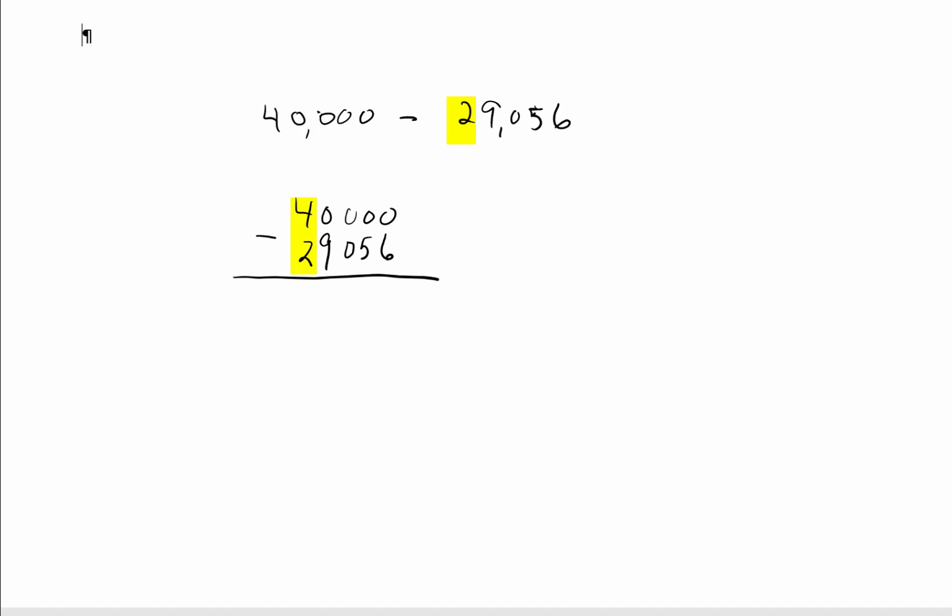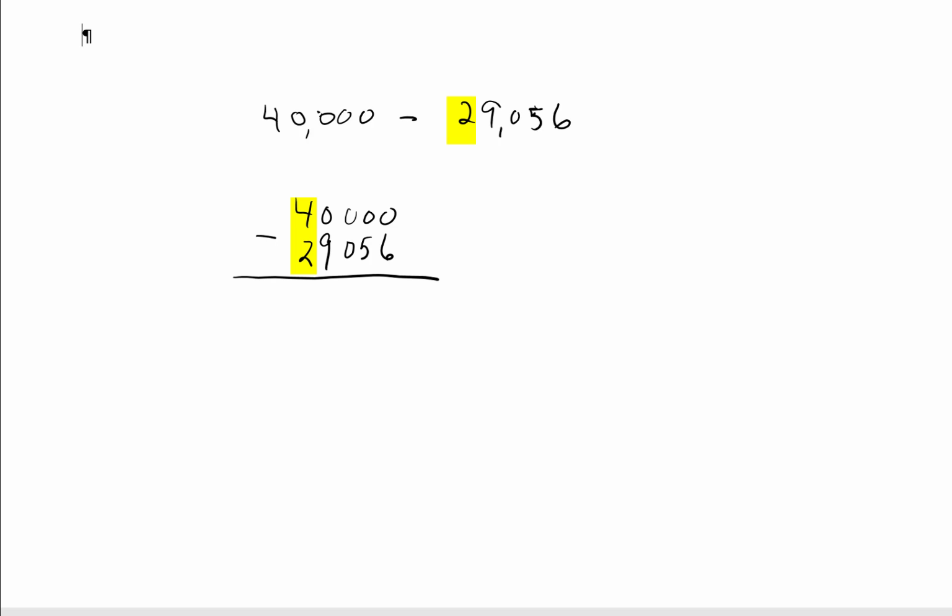And a real quick look at subtraction. So if I had 40,000 minus 29,056. To subtract these, I need to line them up just like I did with my addition. So I'd put 40,000 on the top, then the 6 in my second number would be in the ones column, the 5 in the tens column. There are no hundreds, so I put the 0 there. The 9 in the thousands column and the 2 in the 10,000s column, and I'm going to subtract these two.